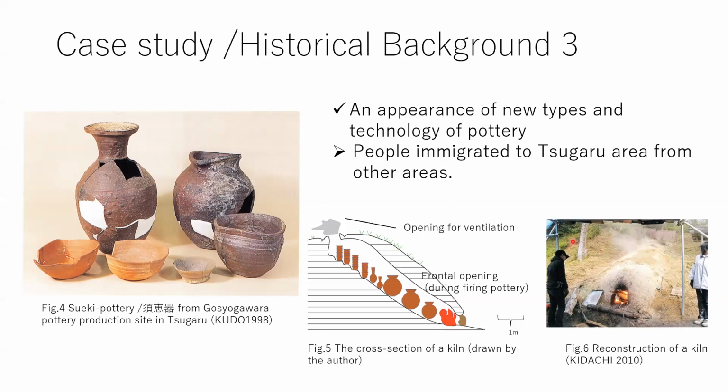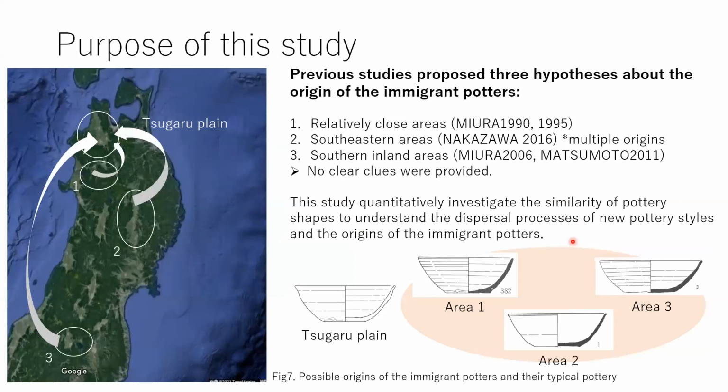The rapid increase of pit dwellings and the appearance of new pottery indicate that people immigrated to the Tsugaru area from other areas. Previous studies have tried to detect the specific origins of immigrants by focusing on technologies and styles of pottery employed by immigrant potters. So far, three areas have been proposed as an origin of the immigrant potters. First, relatively close areas. Second, southeastern areas. Third, southern inland areas. However, due to methodological difficulties, the assumed origins have not been statistically evaluated.